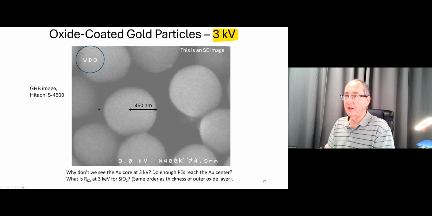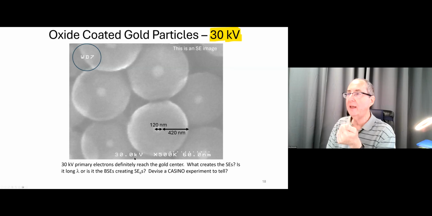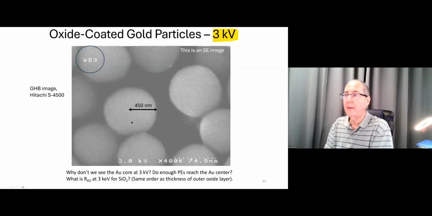This is something that I did years ago, and it illustrates that point very quickly. These are silicon dioxide spheres that are about this much radius, 450 nanometers. And this is a low energy image, 3 kilovolts. And they look like they're solid spheres of something. But when I raised the beam energy to 30 kilovolts, it reveals that inside the center of these spheres was a small gold nanoparticle. So at low energy, we couldn't see the gold nanoparticle anywhere. We only saw the surface.